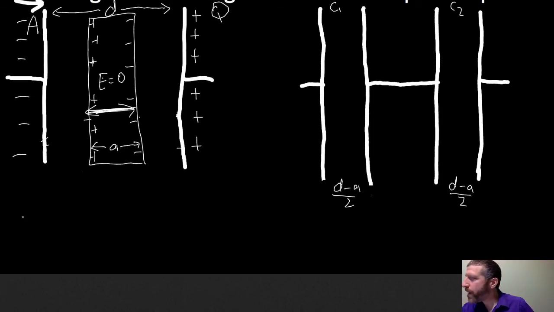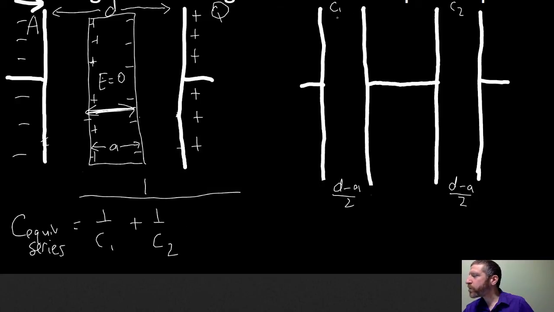So my equivalent capacitance right now, C equivalent for series, is equal to 1 over C1 plus 1 over C2. I'm calling this first one C1 and this second one C2. And then I'm just going to rewrite that again, equals 1 over the, if it's a flat plate capacitor, it'll be epsilon naught times A over D.